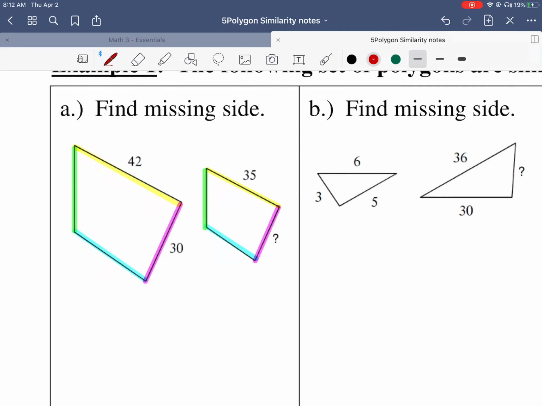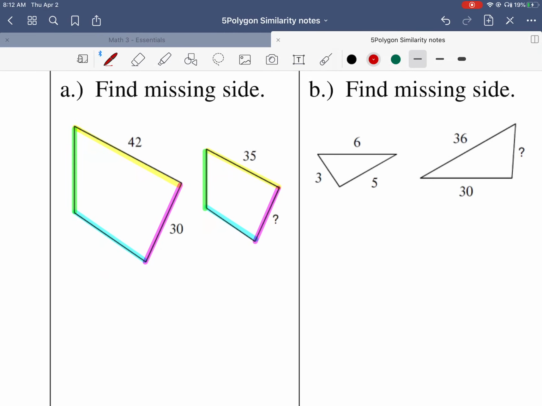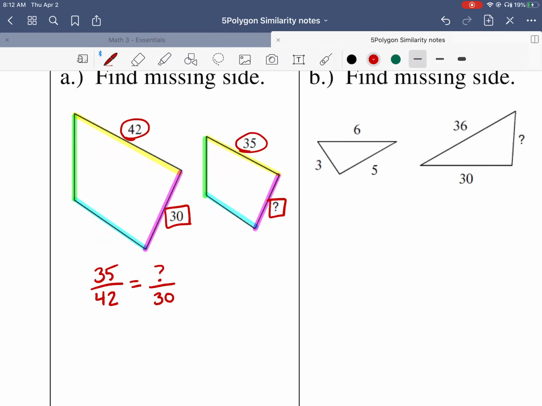When we are finding missing sides, we're going to compare the sides. We don't have to necessarily find the scale factor. We're going to stick with doing the smaller over the larger so that we get in good habit for finding the scale factor. So 35 and 42 is going to have to be the same ratio as my question mark over 30, because they're in the same spots. If I simplify these, they should have the same fraction. Remember, we have a fraction equal to a fraction. We're going to cross multiply.